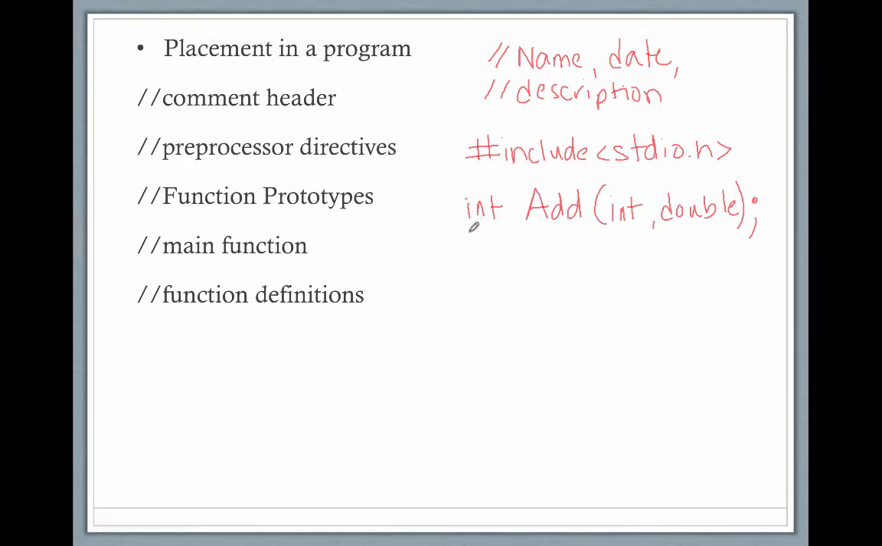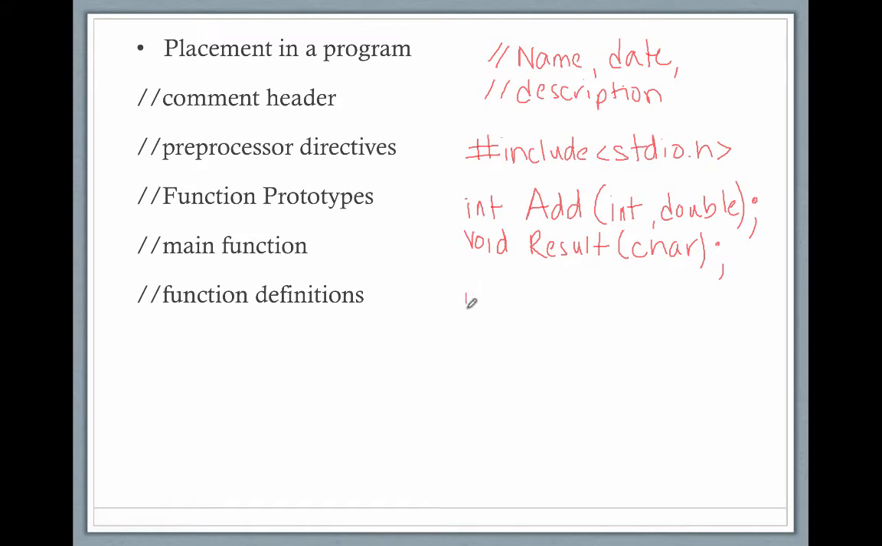So if I had another function, say that had a void return type, the name of the function was result, and that function took a character. So I would just list all of my function prototypes, which is actually the header of my function definition, at the top of my program.